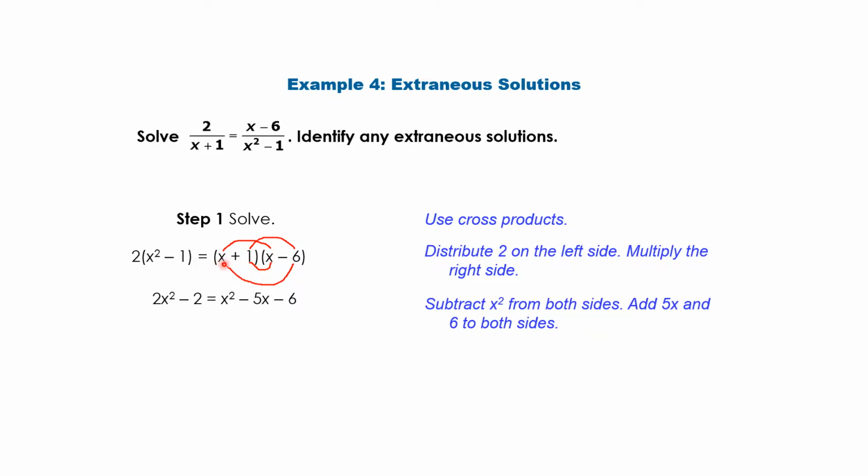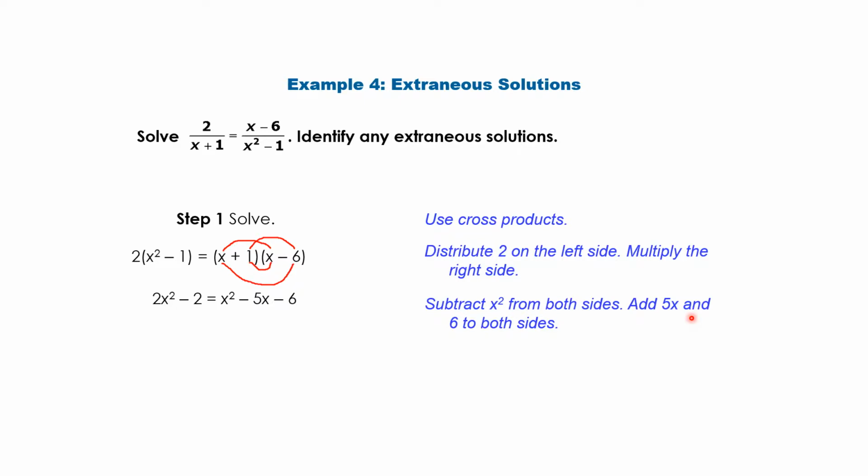Okay, so x times x is x squared. 1 times negative 6 is negative 6. Then x times negative 6 is negative 6x plus 1 times x is equal to x. So negative 6x plus x is equal to negative 5x. That's all there is to it. And then, subtract x squared from both sides.